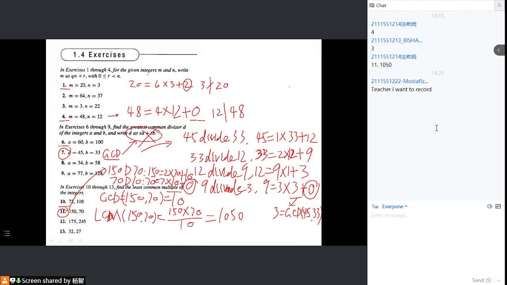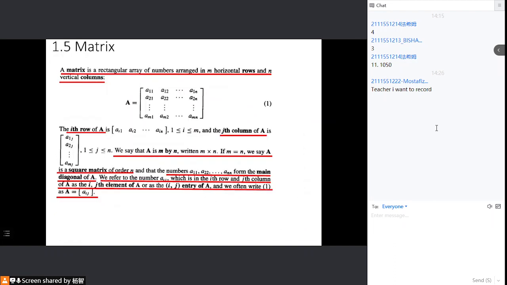Okay, everyone can now know how to calculate GCD and LCM. If everyone is familiar with this, we will do our list. Okay, we turn to the next page. Today we will learn the matrix.